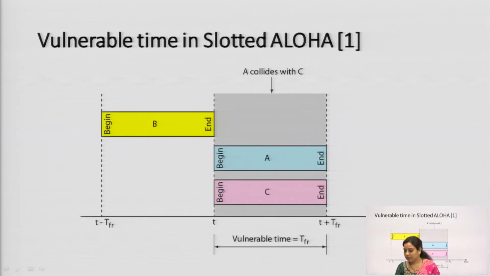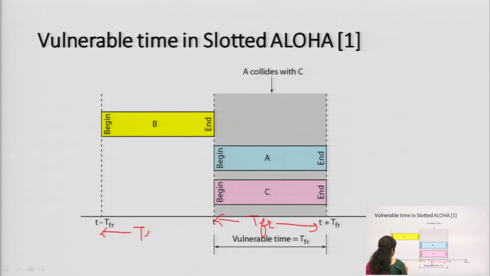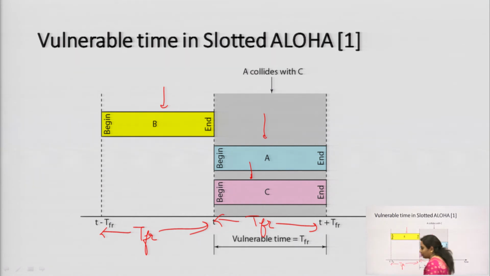This is the vulnerable time in the slotted Aloha. As you can see, this duration is known as TFR, which is the frame duration, and this duration is again denoted by TFR. This is the A beginning, this is the B beginning, and this is denoted by the C beginning. So, A collides with C. So, this is the vulnerable time in the slotted Aloha that we have seen over here.